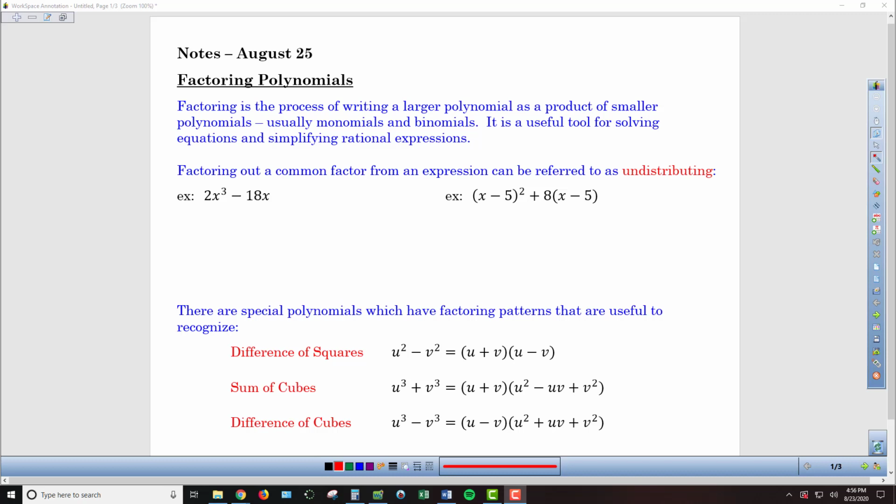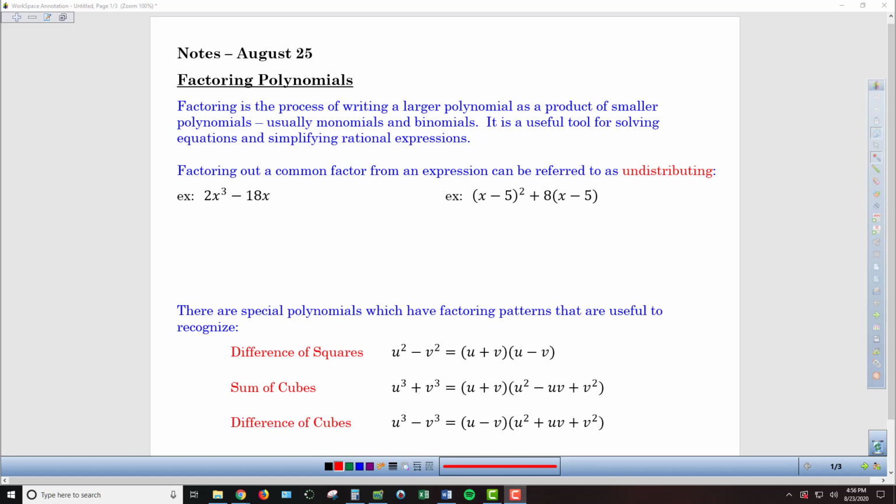In our previous lesson, we looked at how we could multiply polynomials. So we could multiply a monomial times a trinomial or a binomial, or multiply two binomials, or cube a binomial, or something along those lines. Now we're working in the opposite direction. So we're trying to break a polynomial into its factors.